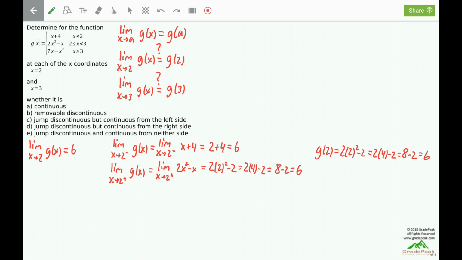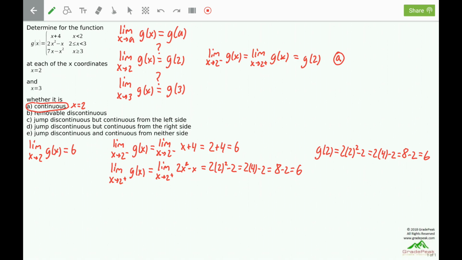So to recap for g of x at 2, we have the limit as x approaches 2 from the left of g of x does equal the limit as x approaches 2 from the right of g of x, and it does also equal g of 2, and that's situation A, which is continuous. At least at the x-coordinate of 2.